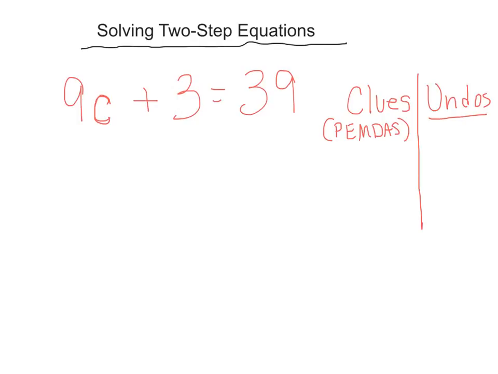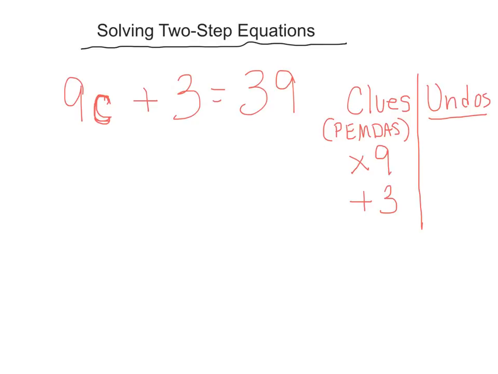So that's the undos. All right, so PEMDAS, if I knew the value of c, the first thing I would do is multiply by 9. The second thing I would do is add 3. To determine that, I was looking at the side of the equation with the variable to find my clues.